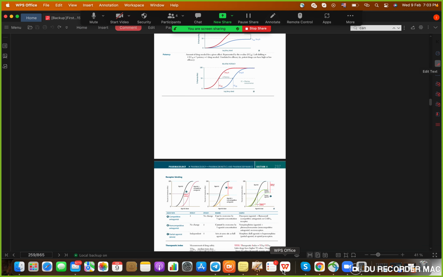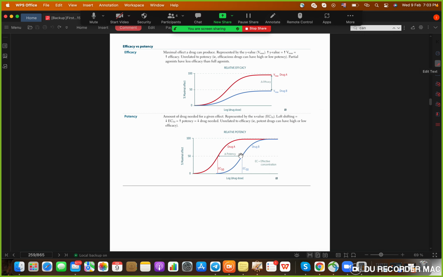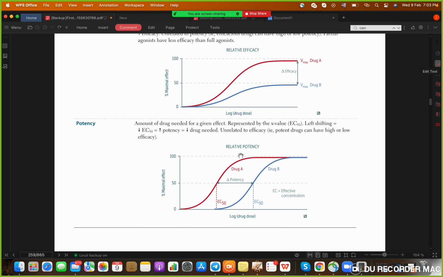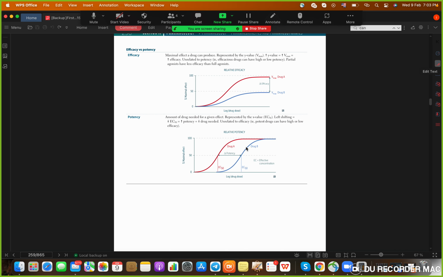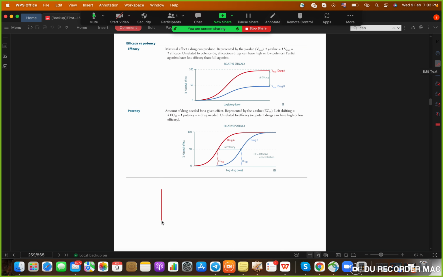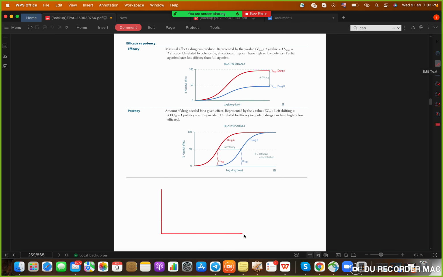Okay, so let's continue. We have efficacy versus potency. We have something called the Vmax, and we need to appreciate and understand what it means. Remember, the Vmax was directly proportional to the concentration of the enzyme, and it meant how much efficacy, or what is the maximal effect that the drug can reach, while potency meant how much of the drug is needed to start making a pharmaceutical effect.